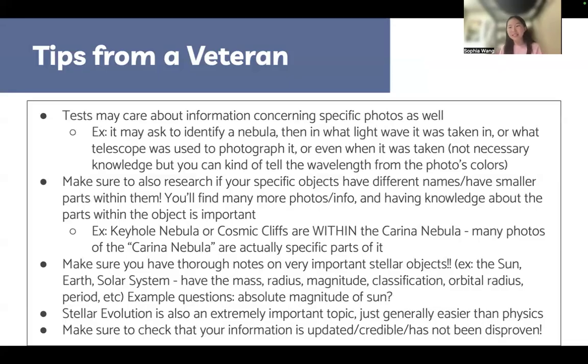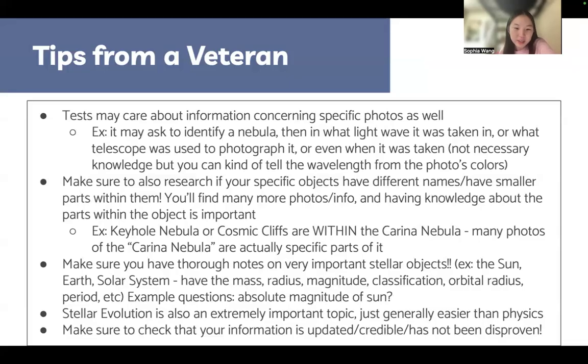Like the Carina Nebula, I've brought it up a lot, but it's huge, okay? It has a Keyhole Nebula within it, Cosmic Cliffs, Mystic Mountain, so many parts to it. A lot of the photos of the Carina Nebula are really far from the full thing. They're just one tiny corner of it, and you need to recognize, okay, that's not the full Carina Nebula. That's one part of it. Because it's going to be confusing if you have 50 different photos of the Carina Nebula and none of them look similar.